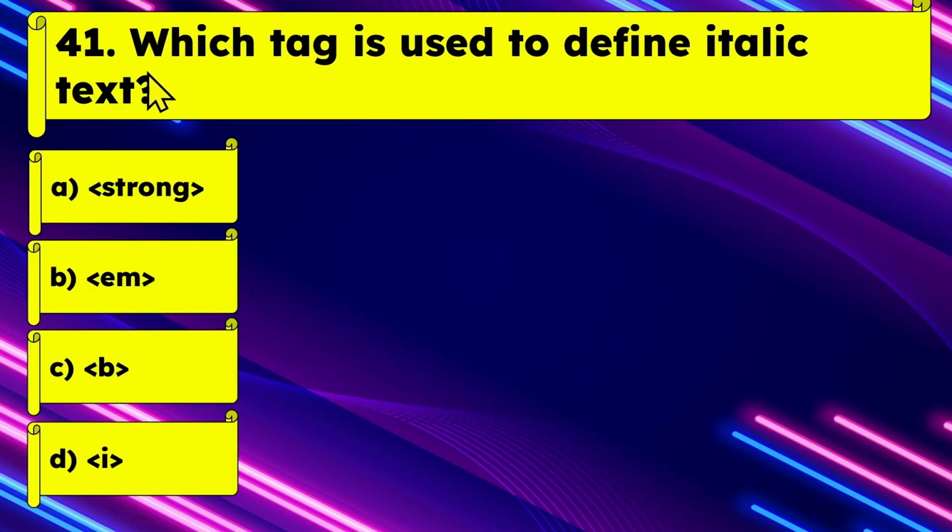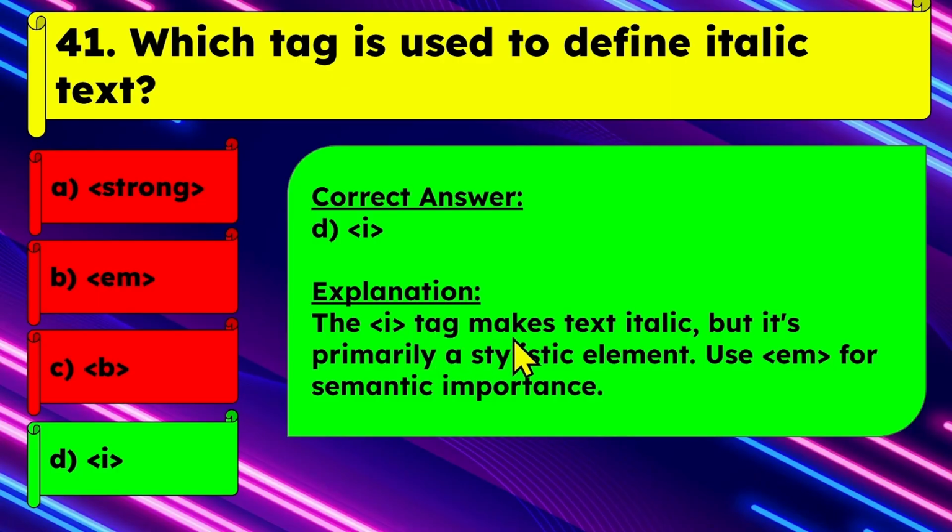Our next question is, which tag is used to define italic text? And again, this is a simple question. Option A says strong, option B is EM tag, option C is B tag, or option D is I tag. Definitely option D is the correct one. The I tag makes text italic, but it is primarily a stylistic element. You can use the EM tag for semantic importance.